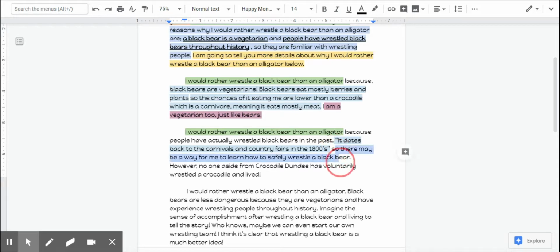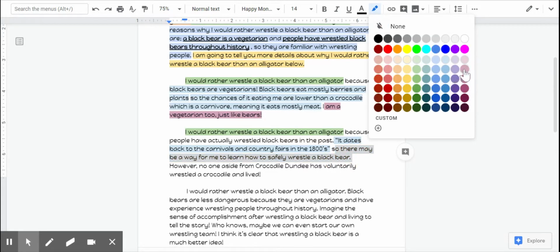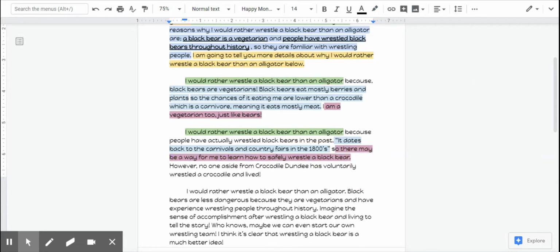So there may be a way for me to learn how to safely wrestle a black bear. That's my own thought. I read that fact about how people wrestled them in carnivals and fairs, and I thought to myself, if people have wrestled black bears before, I bet you there's a way that I could safely wrestle a black bear. But there's no history about people wrestling crocodiles, so I'm not sure if I'd be able to know how to do that safely. So that's one of the reasons why my opinion is I'd rather wrestle a black bear.